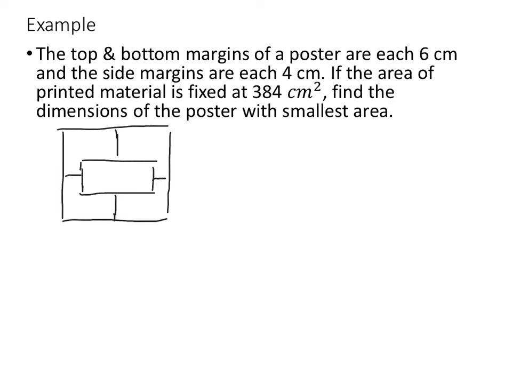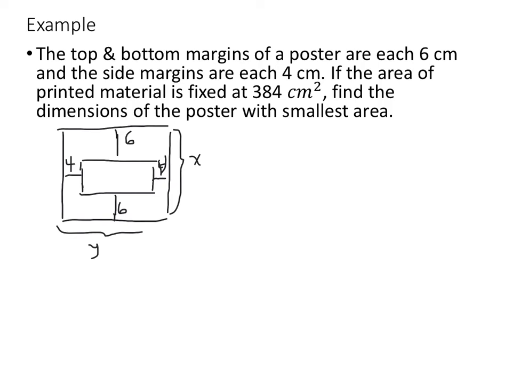And what we're asked to do, given that this is 6 and 6, and that's 4 and 4, and also given that the inner printed region is fixed to be 384 square centimeters, we want to find the dimensions of the poster with the overall smallest area. So what I decided to do in this problem is to label that side x and this side y.